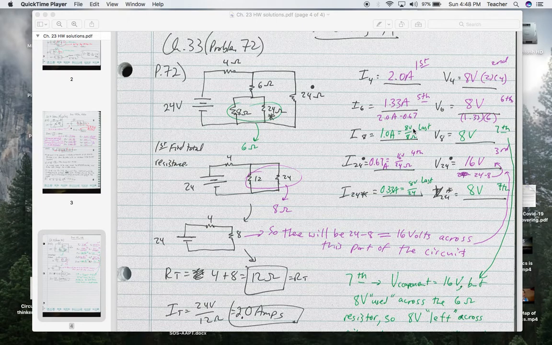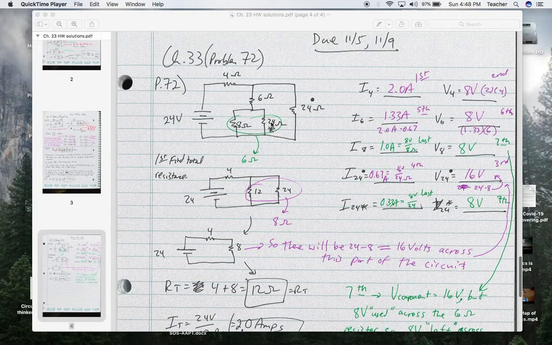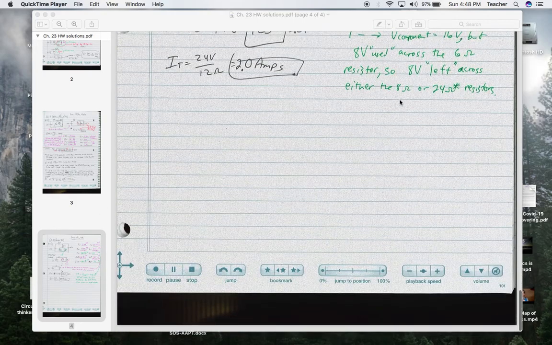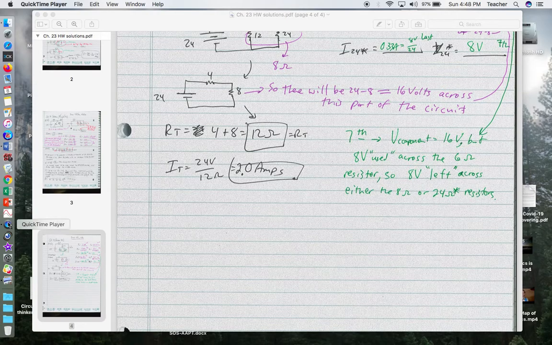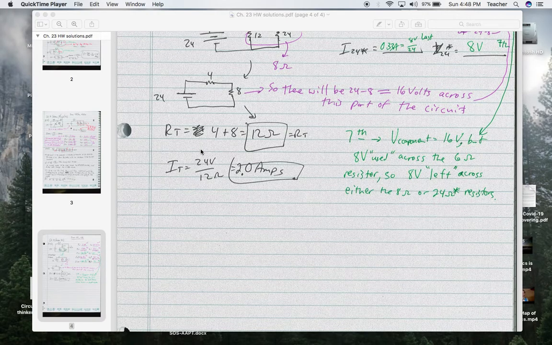Now to get the current, 8 volts divided by 8 ohms means I've got 1 amp in that branch. 8 volts divided by 24 ohms means I've got 0.33 amps in that branch. If I want to do a mental double check, the currents through these two resistors should equal the current through this, and they do. 0.33 plus 1 is 1.33. 1.33 amps through here plus 0.67 amps through here equals 2 amps, and that is my total current. And I think that's it. So hopefully you listen to this and you go through them and take a look at what you have questions about.